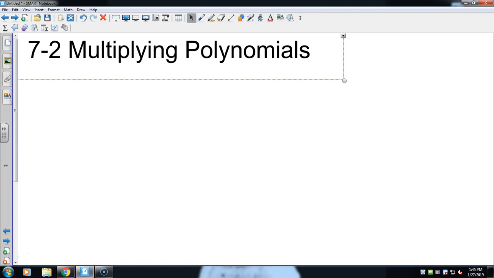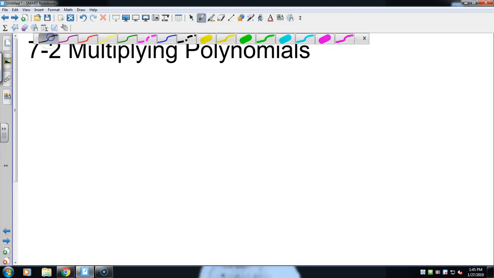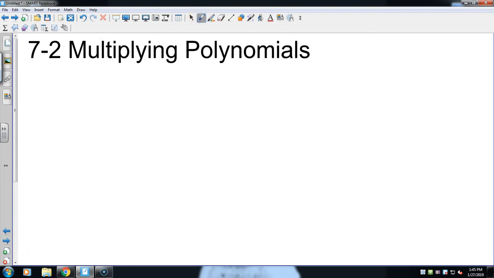Chapter 7, Section 2. Now we're going to multiply monomials. And just like fractions, in 7-1, when we were adding and subtracting, we had to have like terms. When we multiply, we do not need to have like terms. And so what we're going to be doing is multiplying some binomials times some trinomials and binomials times binomials.